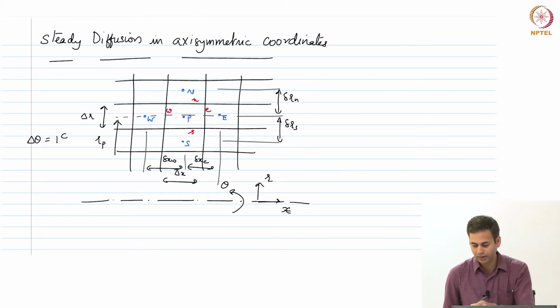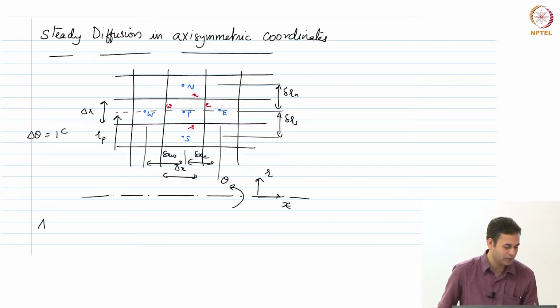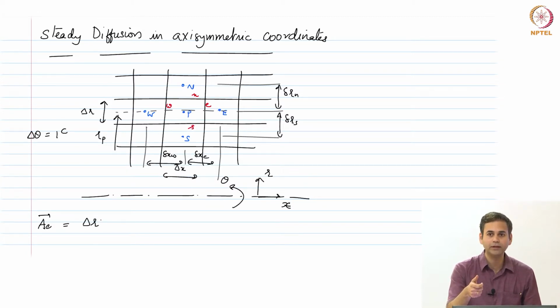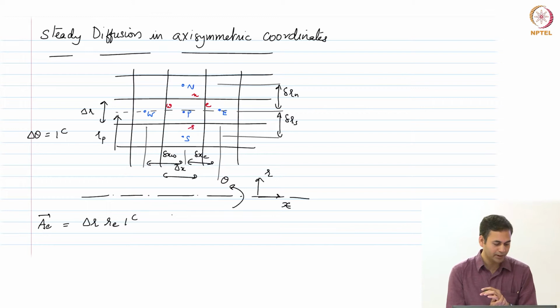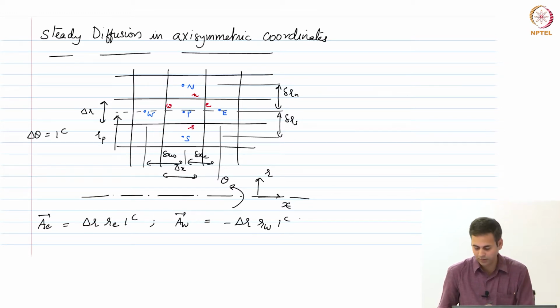And then what about the area vectors? AE bar is delta r, swept by 1 radian along the theta direction. So, that should be Re times 1 radian. Re would be the same as Rp, I just put it there because it is east. That is AE bar. And what about A west? Minus delta r west times 1 radian.